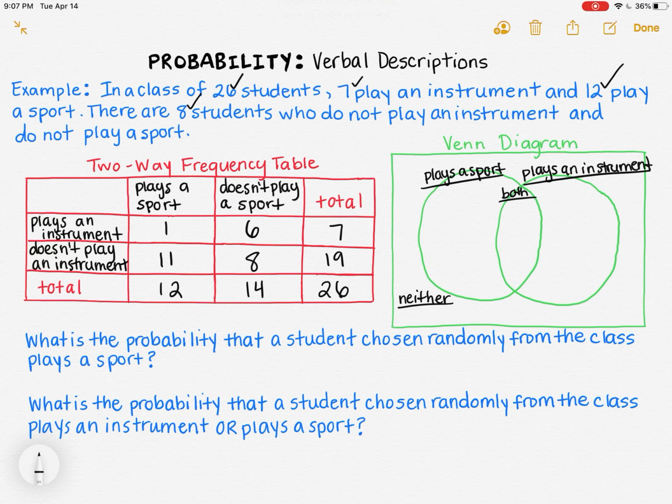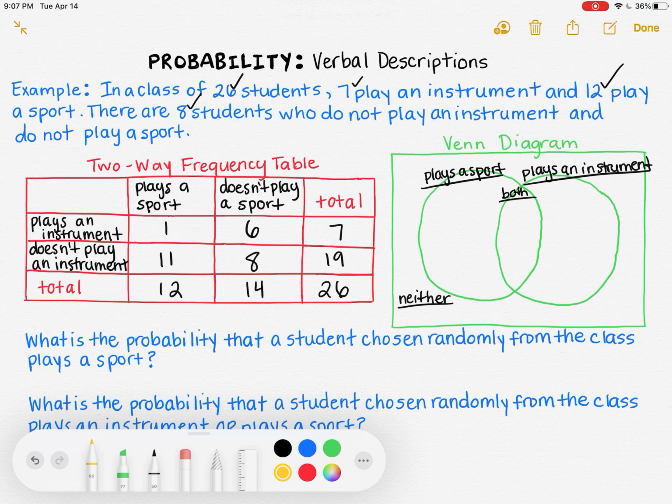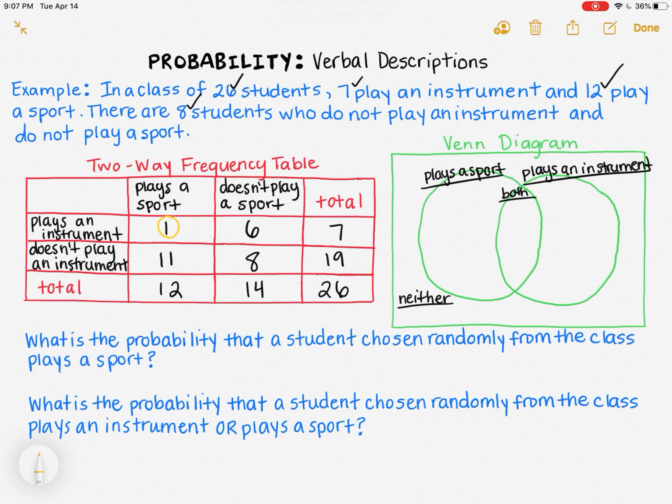I'm going to start with the part in the middle where the circles are overlapping. Since the circles are overlapping, that means the number that goes in that middle section is the number of students that play an instrument and play a sport. I can look at my table at the plays a sport column and the plays an instrument row and see that 1 is in the corresponding box. So the 1 goes in the middle of my circles.